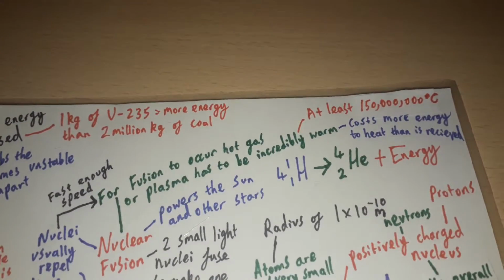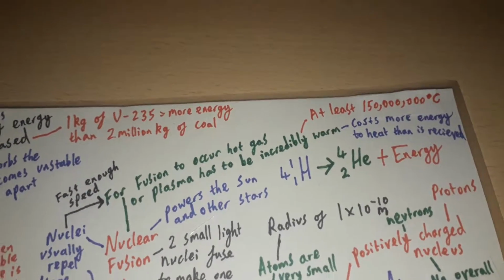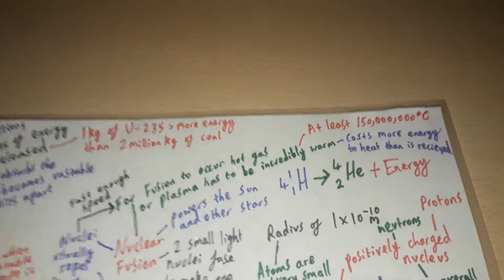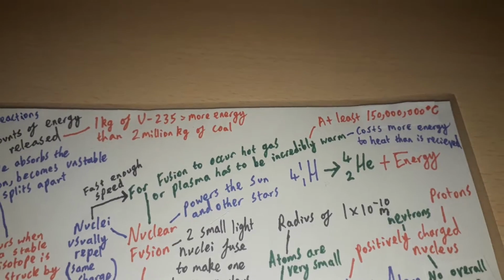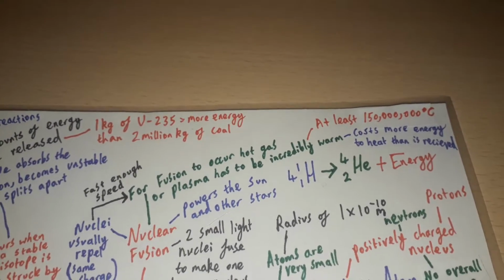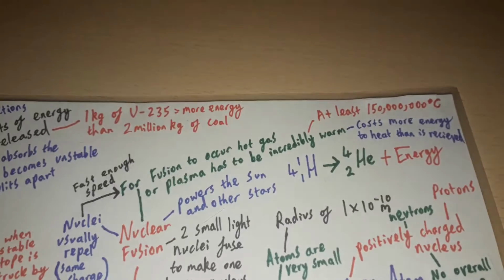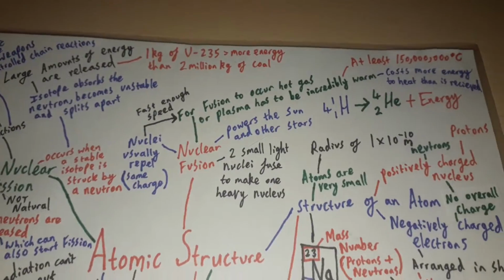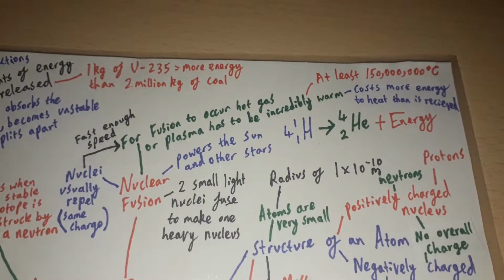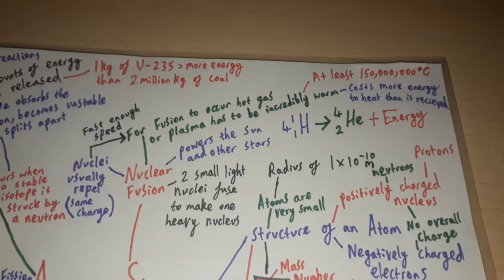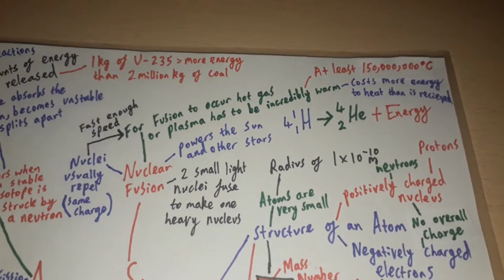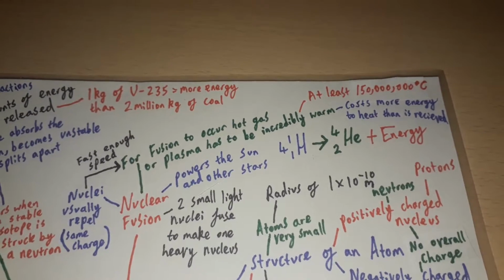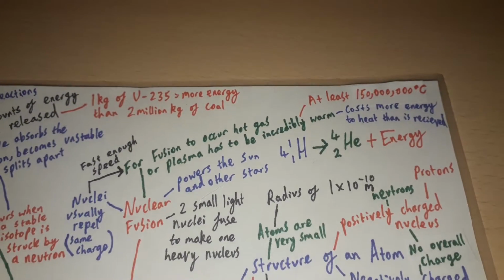And we can see it makes sense that we have 4 hydrogens, because the thing is, it's got 1 as the mass number here, but we're timesing that by 4 to get 4 up there. So it makes logical sense. However, for fusion to occur, hot gas or plasma has to be incredibly warm. It has to be at least 150 million degrees Celsius, meaning that in the current day, it costs more energy to heat this than is received, so it's not worth doing.